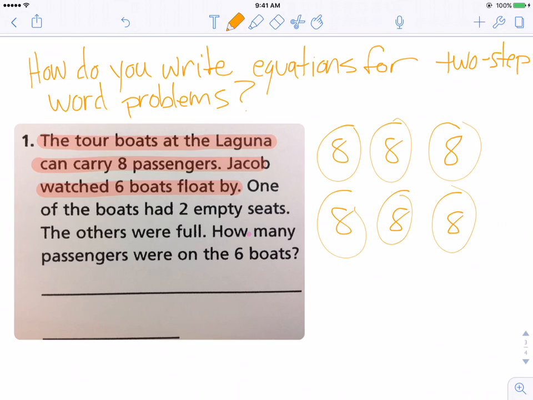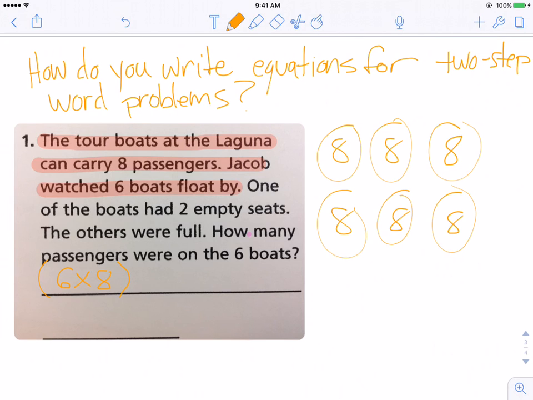In doing that, the student should be able to recognize that in order to find the total number of seats or passengers on the boats, they would write 6 times 8 as a multiplication equation. Put it in parentheses so we know to do that first when we're done with our equation.